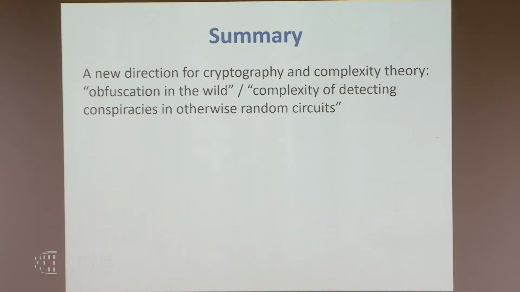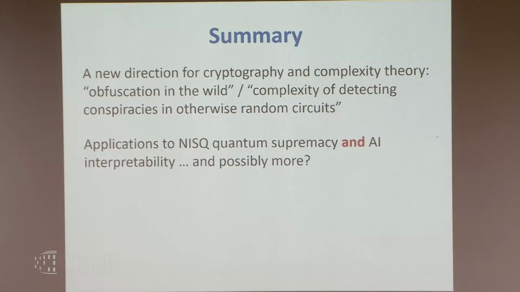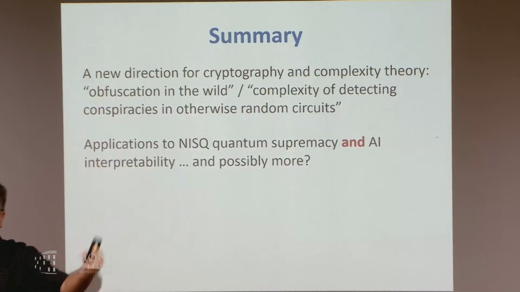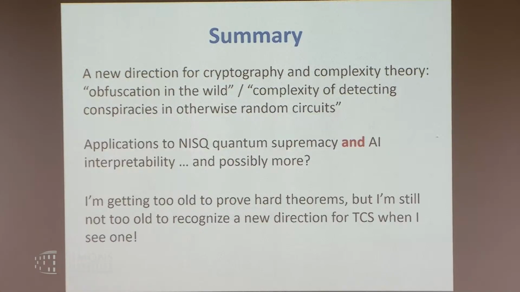So to summarize, I think this is a new direction for cryptography and complexity theory, where you could call it obfuscation in the wild, or you could call it the complexity of detecting conspiracies in otherwise random circuits. There are applications, at the least, to, I think, the search for NISQ quantum supremacy experiments and to AI interpretability, which are like the 2 wildly disparate things that I'm supposed to care about right now, and possibly to other things too. I'm getting too old, unfortunately, to prove hard theorems. I started young, I'm burning out young. But I think I'm still not too old to recognize a new direction for TCS when I see one. So thanks for listening.